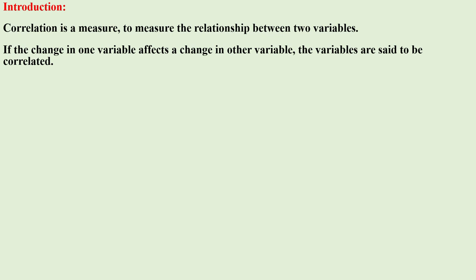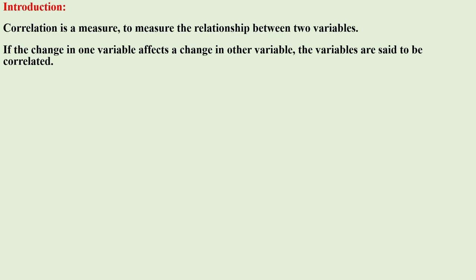So suppose if you are getting enough rainfall, the yield will be more. If there is no rainfall, the yield will be very less. So there are two variables: rainfall is one variable and yield is another variable. So one is dependent on the other. That is, the change in one variable affects the change in the other variable. The variables are said to be correlated.